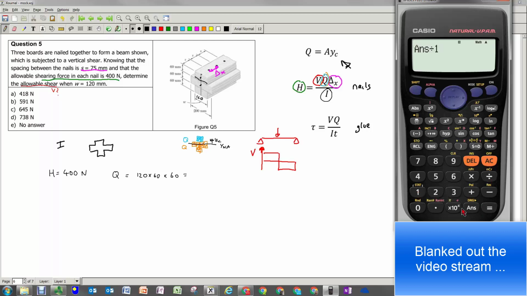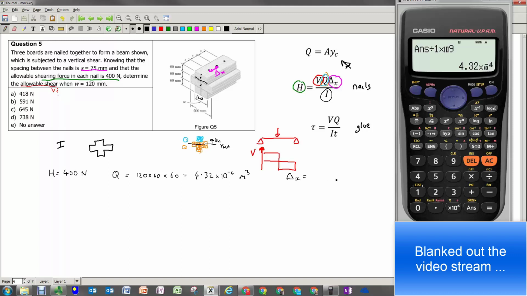Stick that into my calculator, and we will then convert that so that it's in meters to the power of 3. So divide by 1000, divide by 1000, divide by 1000, and we get that number. Let's press the SD button, and we're going to get 3.432 times 10 to the minus 4 meters to the power 3. Next, we'll use this term here to represent the spacing. The spacing between the nails is 75 millimeters. Convert that to meters, and you're going to end up with 0.075 meters.